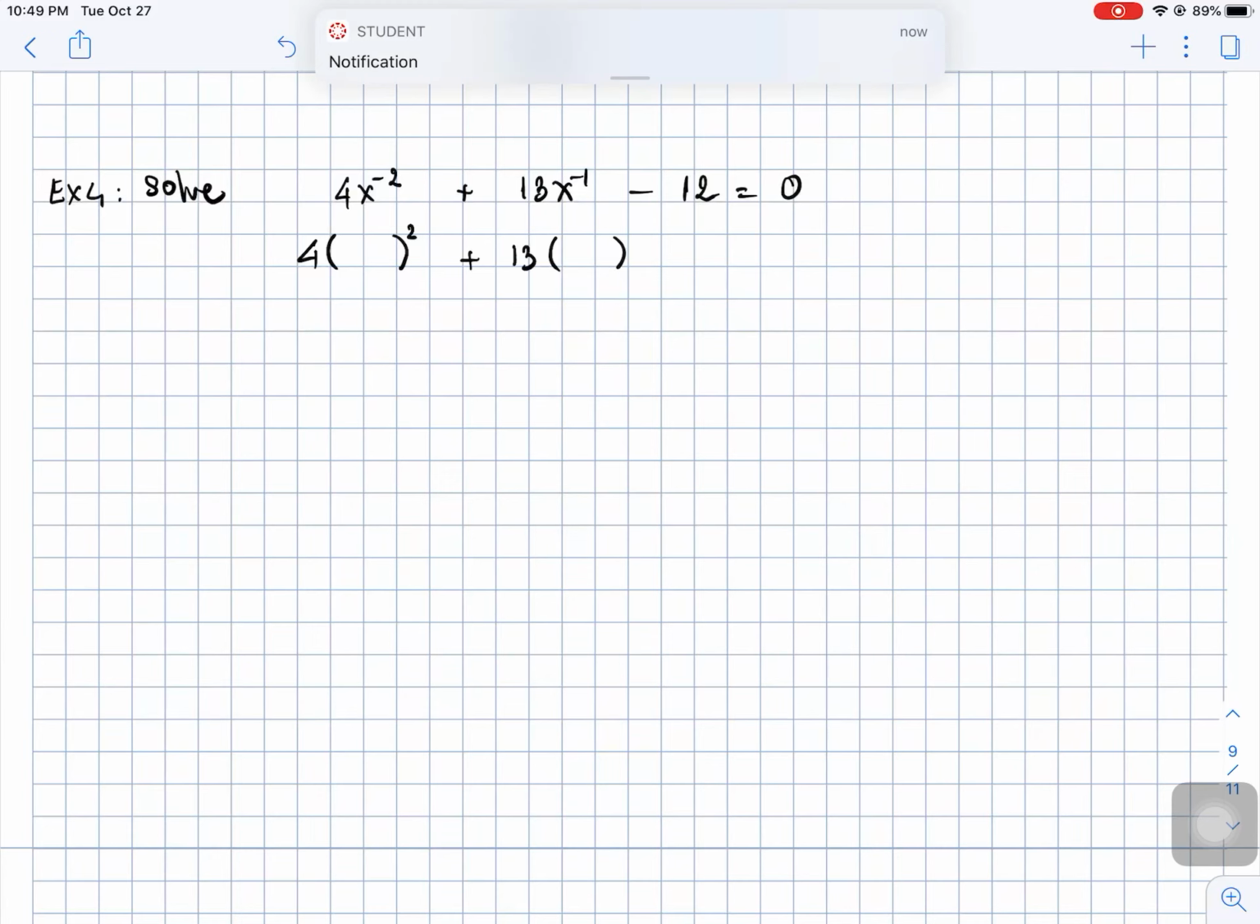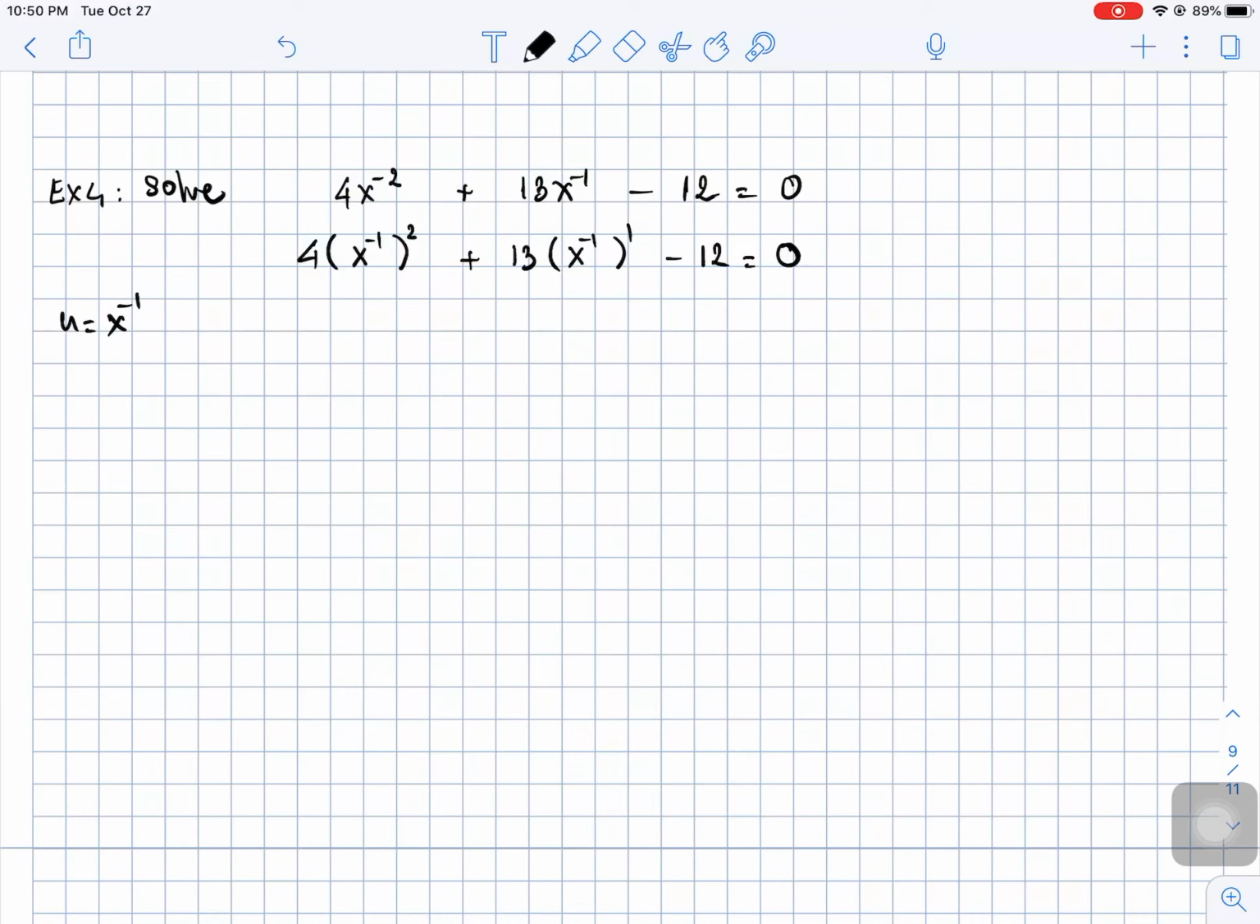Example number 4. We want to solve the equation 4x^-2 + 13x^-1 - 12 = 0. We have the three numbers 4, 13, and negative 12. They represent A, B, and C. Now, 4 times what squared plus 13 times that minus 12 equals 0? Times what to the 1? So that has to be the same thing for 13x^-1 to the power 1.